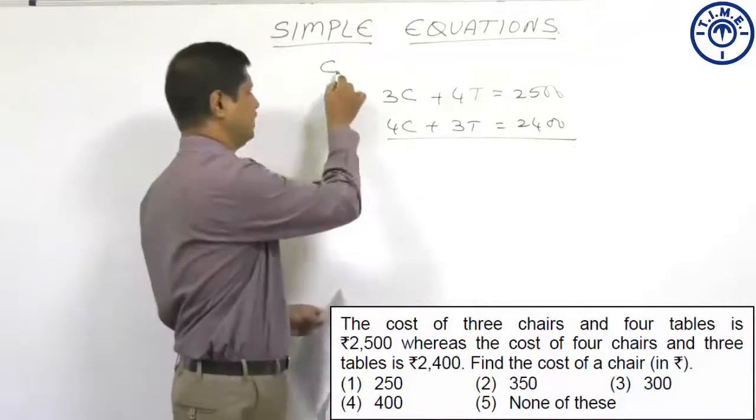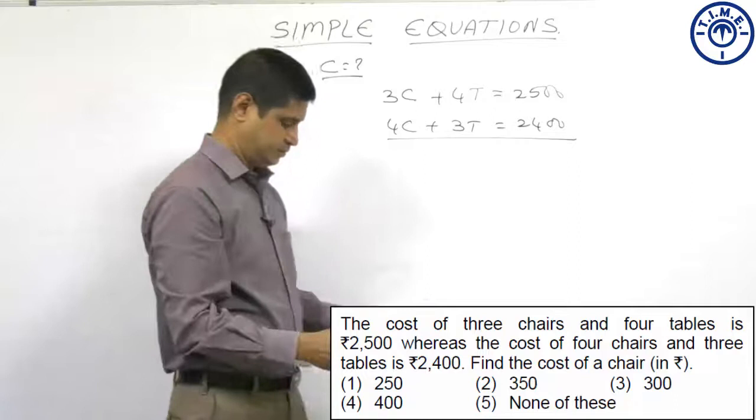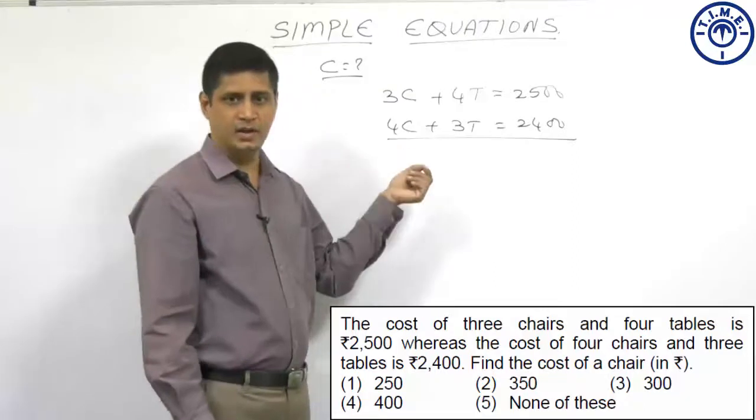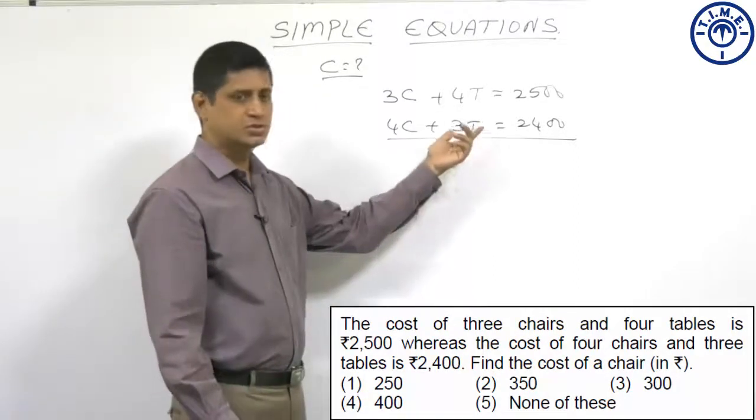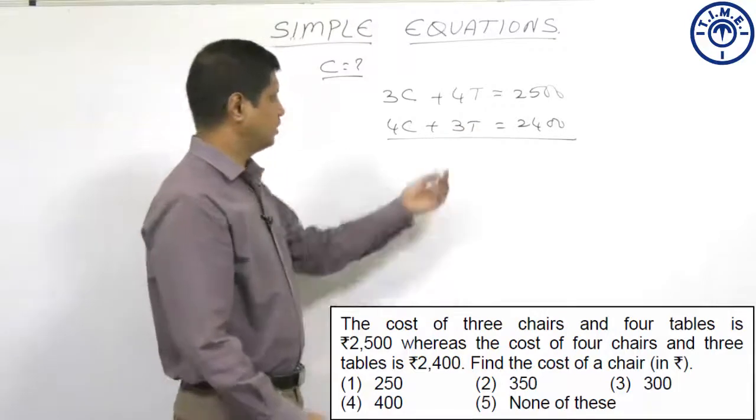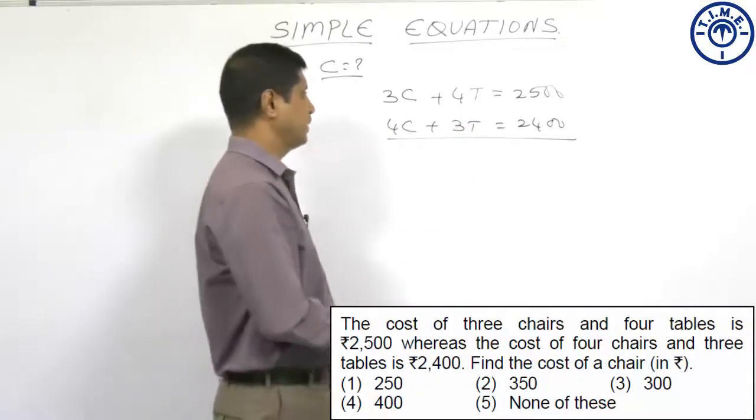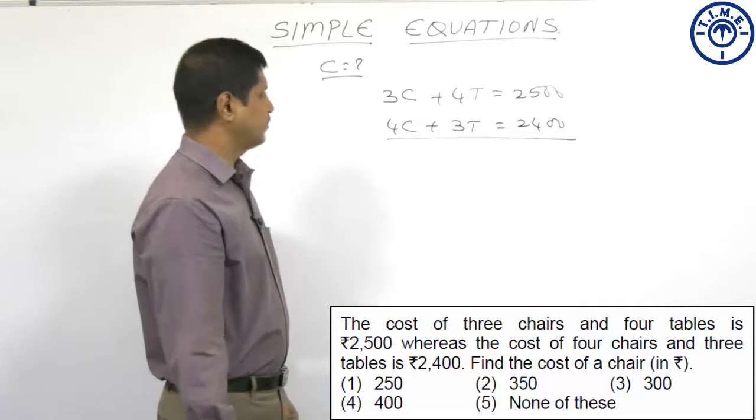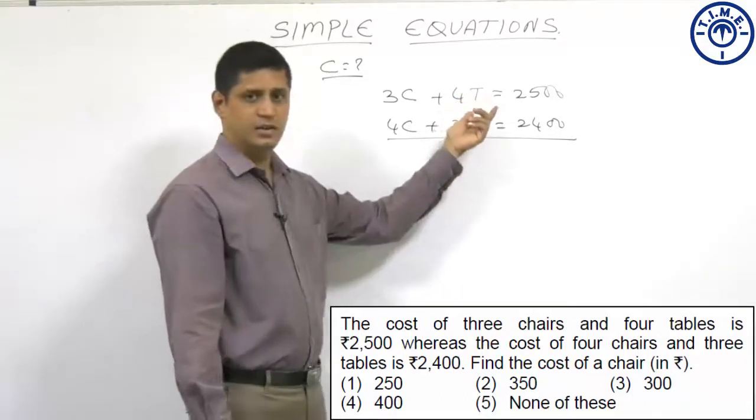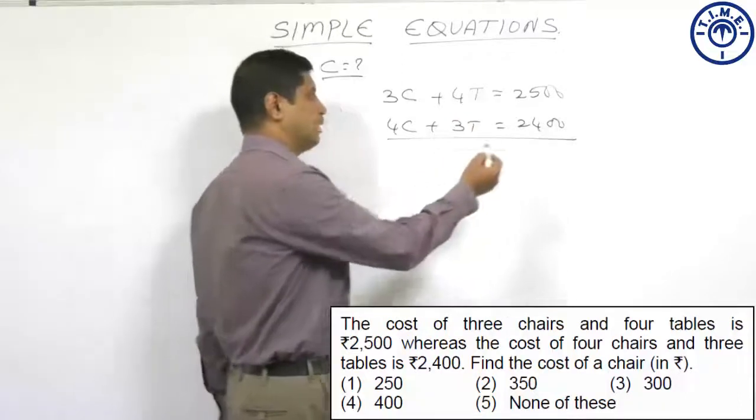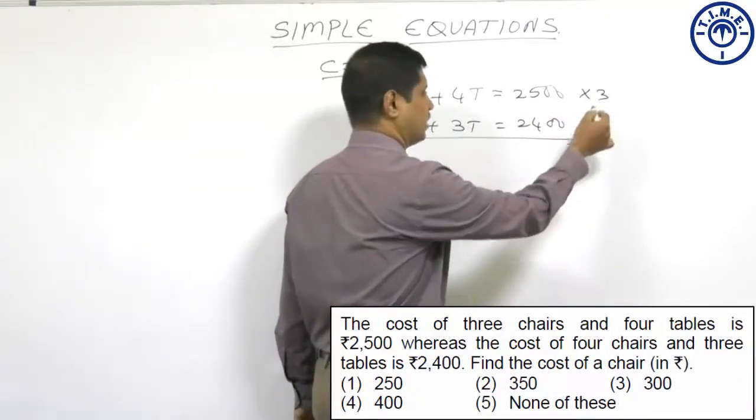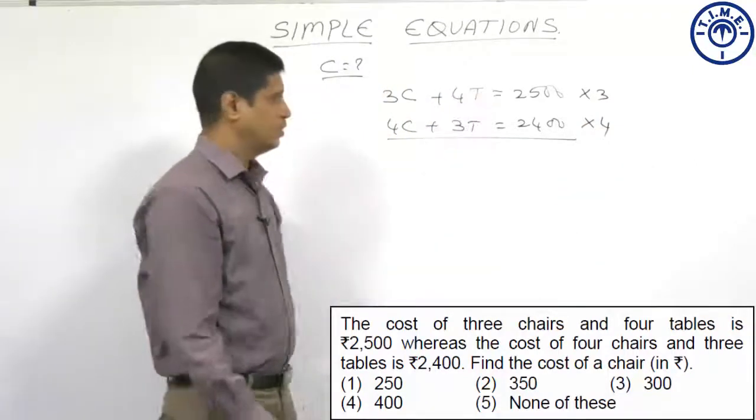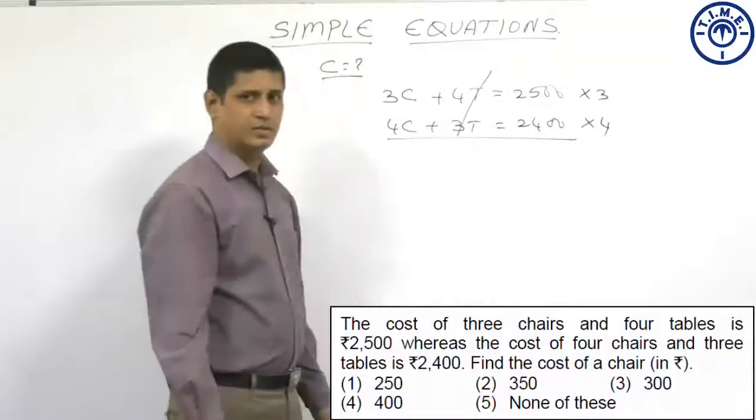Now what is to be found? The cost of a chair. Now the chair value is to be found. So two variables are given here. So eliminate the second variable, the table value, so that the chair value can be found. Cost of a chair we can find just by eliminating the variable t. Now multiplying the first equation with 3 and the second equation with 4, we get equal coefficients of t. Now when t gets cancelled, the remaining is the value of c.